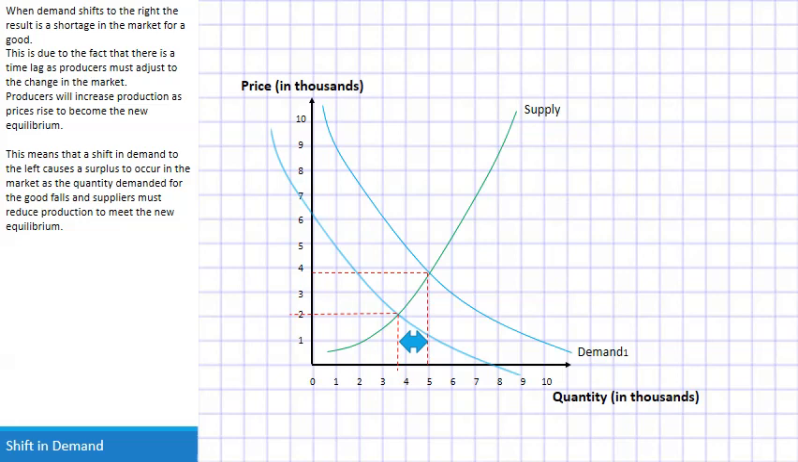The reason that difference becomes a surplus is because the producers were producing at 5,000. Now they're producing at about 3,800, 3,900, whatever we want to call that. So all of a sudden producers have too much on the market and they must reduce production in order to meet this new equilibrium. Make sure you remember that when demand is shifting to the right, we see a shortage. When demand shifts to the left, we see a surplus. Do not forget that. Demand shifting to the right creates a shortage. Demand shifting to the left creates a surplus.